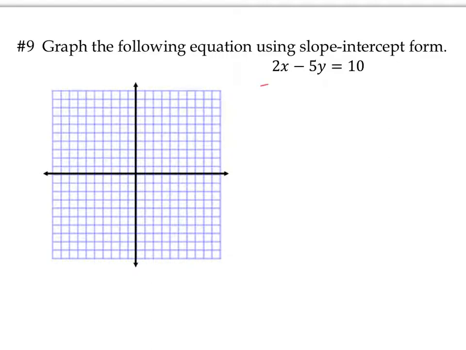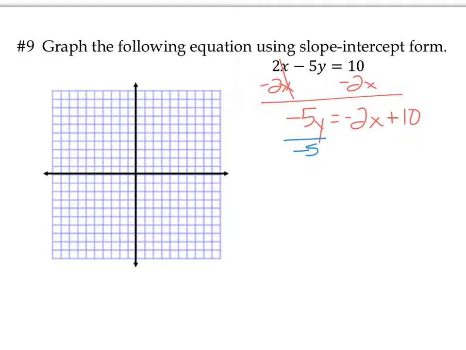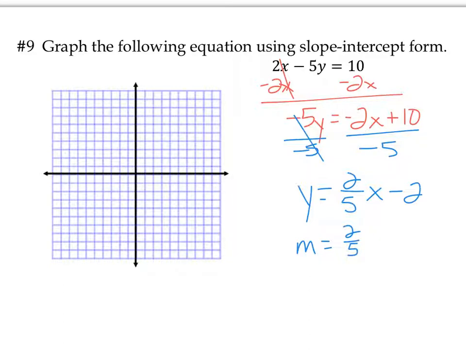We're going to subtract 2x on both sides. And we're going to get negative 5y equals negative 2x plus 10. Then we're going to divide by negative 5 on both sides. There's going to be y equals negative 2 over negative 5, so a positive 2 over 5x. 10 over negative 5 is a negative 2. So when I go to graph this, again, first thing I'm going to do is identify my slope, 2 over 5, my y-intercept, negative 2.